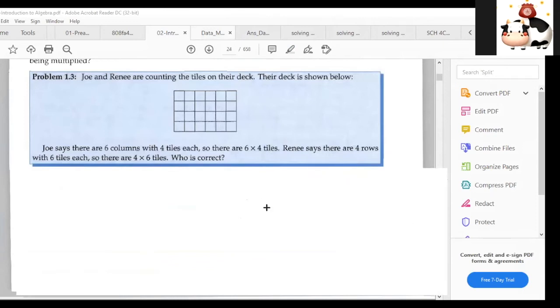Okay, so Joe and Renee are counting the tiles on their deck. Their deck is shown below. Joe says that there are 6 columns. I'm going to show you in different colors. So Joe says that there are 6 columns, 1, 2, 3, 4, 5, 6. Remember, columns are vertical, up and down. And they have 4 tiles each, 1, 2, 3, 4, okay? So he says that there are 6 times 4 tiles. That's what Joe says, right?